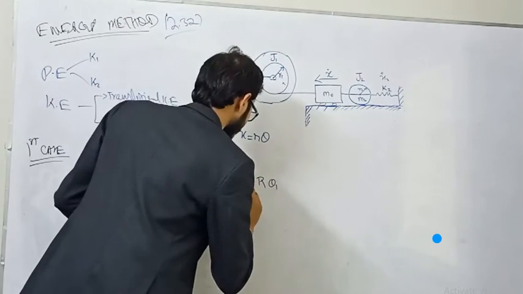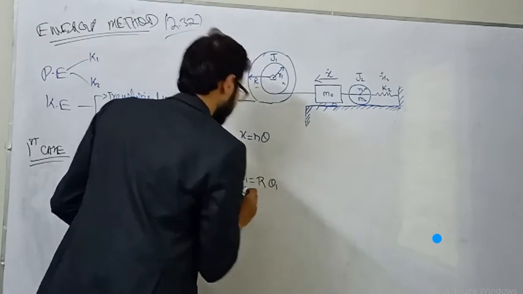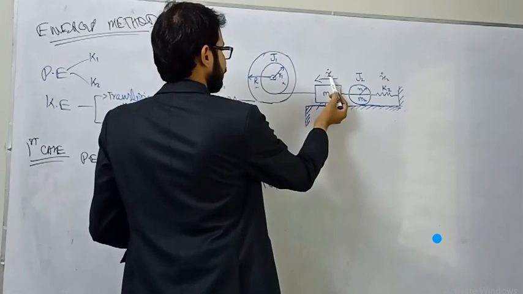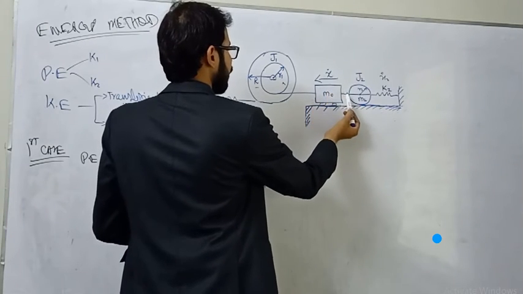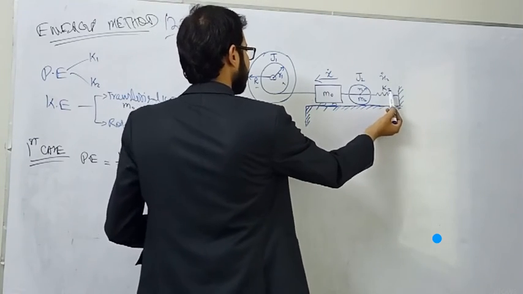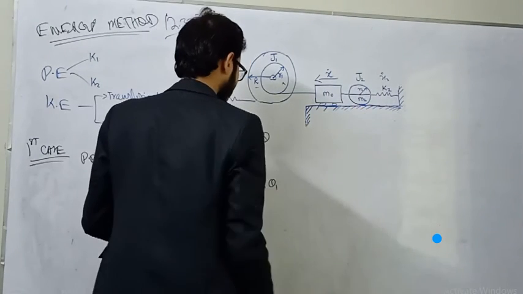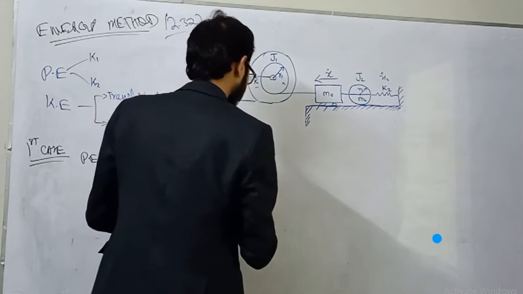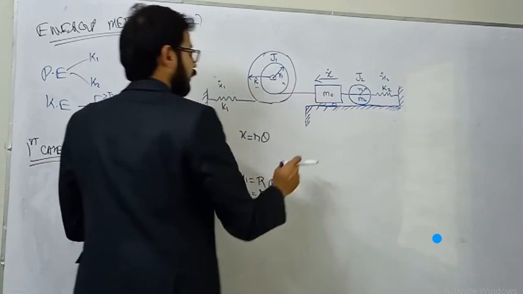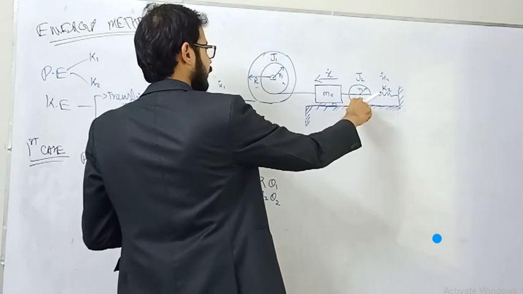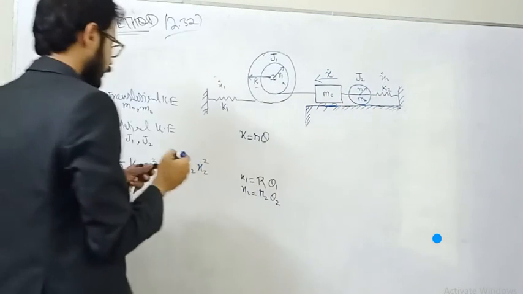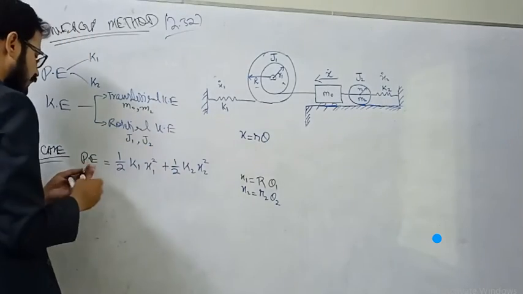And similarly for case 2, what will be S2? Now we can see this is the actual velocity, and it is correlating with the radius of the disc, and then finally it is reaching at this point. So we can again correlate the displacement as S2 is equal to R2 into theta 2. Why R2? Because this disc has a radius R2. And why theta 2? Because it has an angular displacement theta 2.